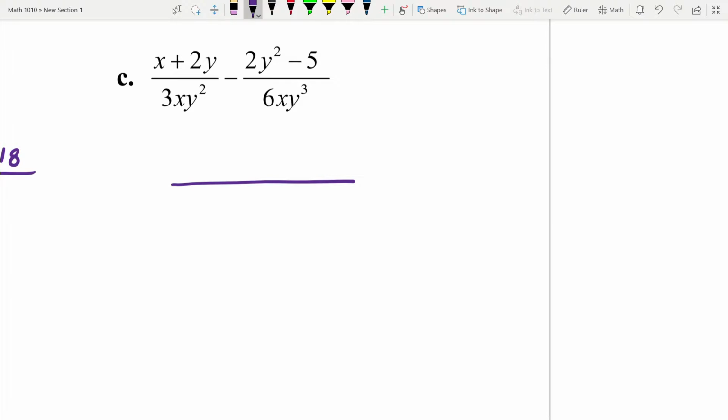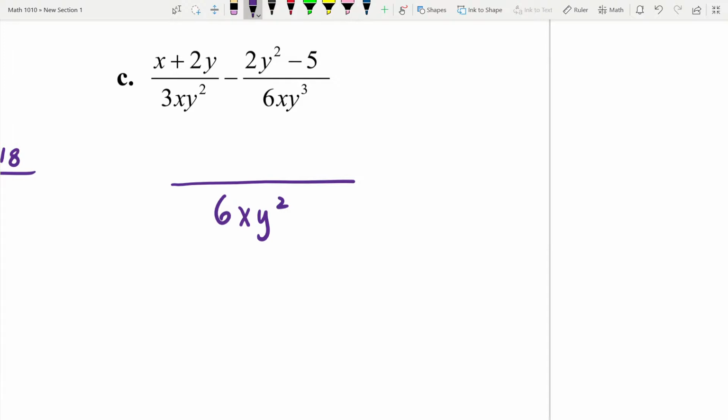Okay. 3 and 6, every person numerically, what's your common denominator? 6. Okay. Look at your x's. 1 and 1, I need 1. Look at the y's, 2 and 3. We need 3. What if I said 2? Everybody just put 2.